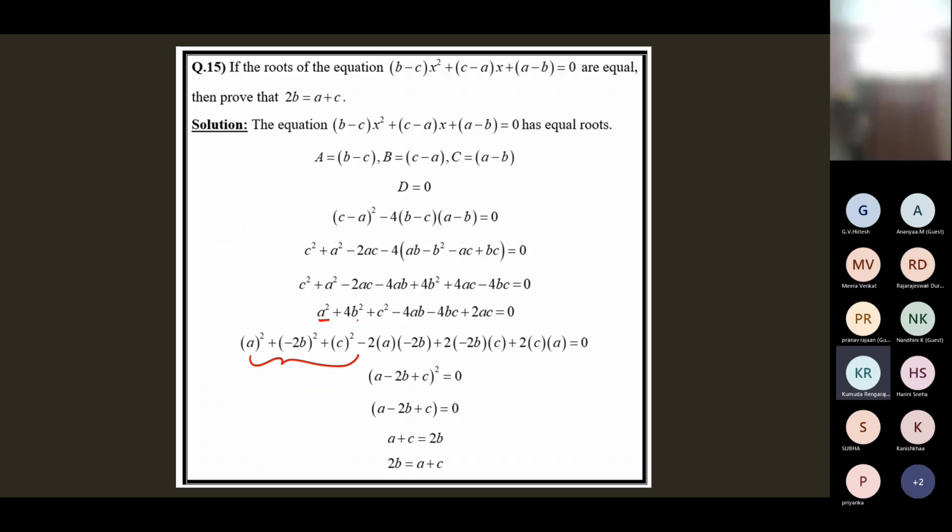The first 3 terms are perfect squares. So you can see here a the whole square. Now, don't worry about this minus. I'll tell you why this minus. Plus 2b the whole square plus c the whole square.